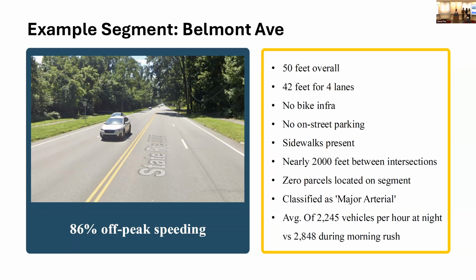Average observed traffic volume at night is 2,245 vehicles per hour compared to 2,800 during morning peak. The road is operating at roughly 80% of its peak volume overnight with none of the congestion that would naturally constrain speeds during peak hours. The observed off-peak speeding rate on this segment is 86%. It is an illustration of what peak-oriented road design produces in low congestion conditions.